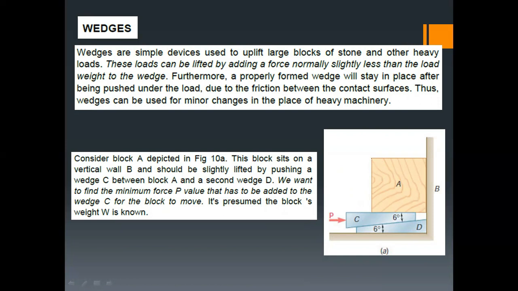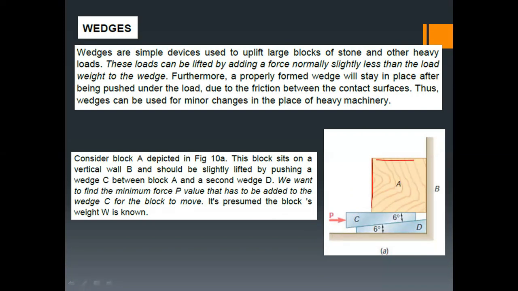So, these loads can be lifted by adding a force normally slightly less than the load weight to the wedge. Furthermore, a properly formed wedge will stay in place after being pushed under the load. Due to the friction between the contact surfaces, wedges can be used for minor changes in the place of heavy machinery. So we can use those wedges in our daily lives, if you notice.